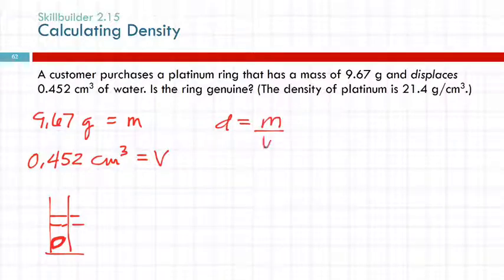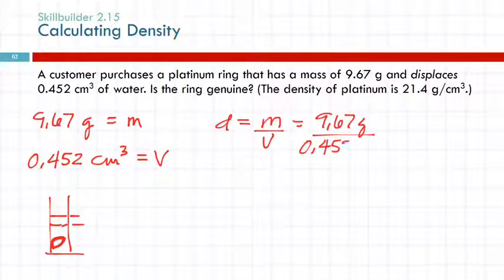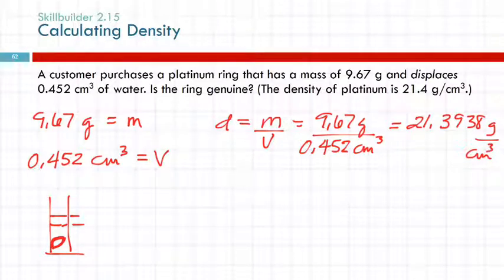Density is mass divided by volume. So the mass, 9.67 grams, divided by the volume, 0.452 cubic centimeters. 9.67 divided by 0.452 is 21.3938. Each of these numbers has 3 significant figures, so this should have 3 significant figures. So that rounds to 21.4 grams per cubic centimeter.